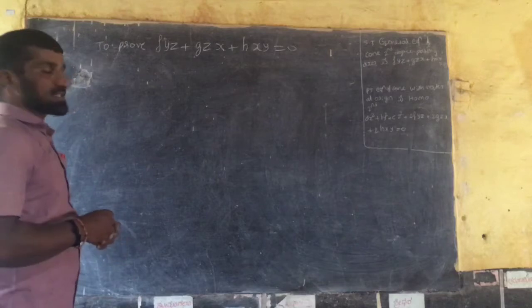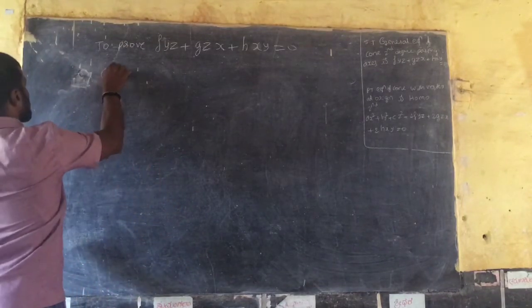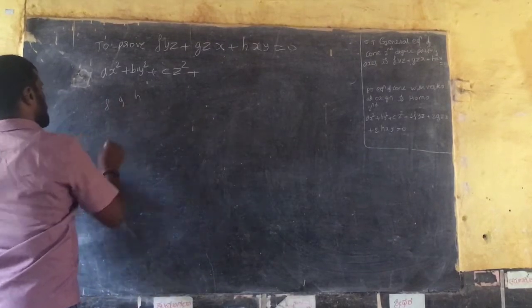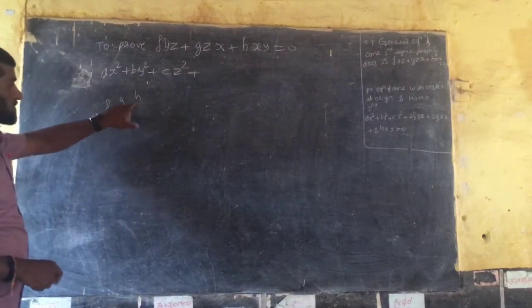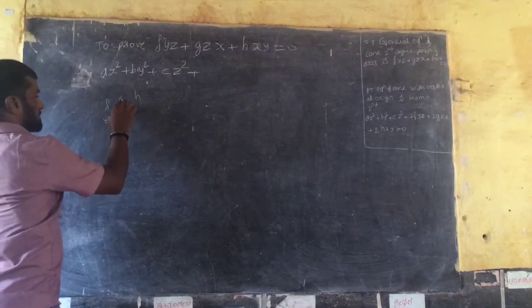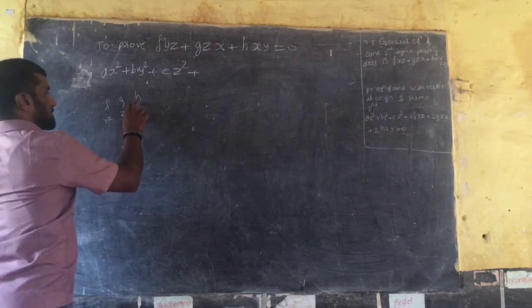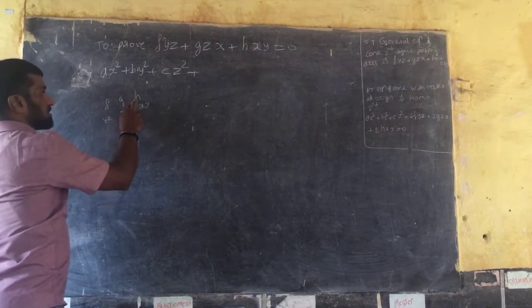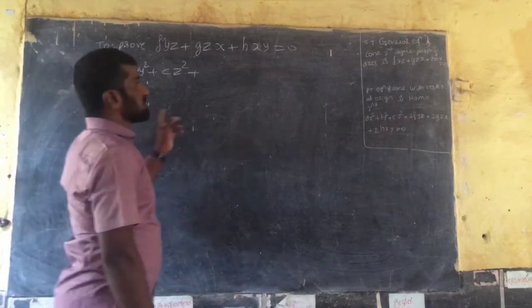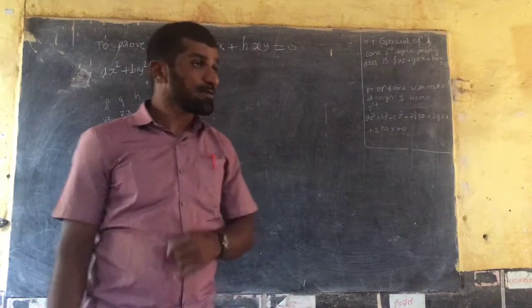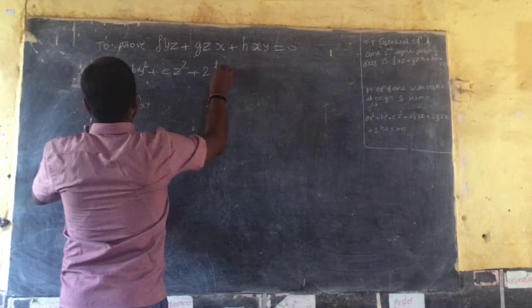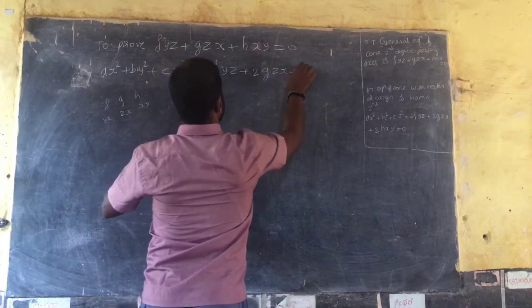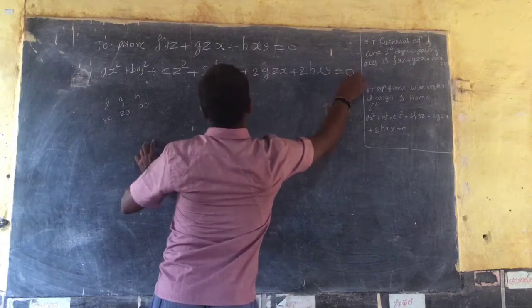To prove this, we know the second degree equation of the cone is ax square plus by square plus cz square plus 2f yz plus 2g zx plus 2h xy equals 0. It passes through the x axis, y axis and z axis, so the terms involving f, g and h are the cross terms. So 2 times f of yz plus 2 times g of zx plus 2 times h of xy equals 0, right?